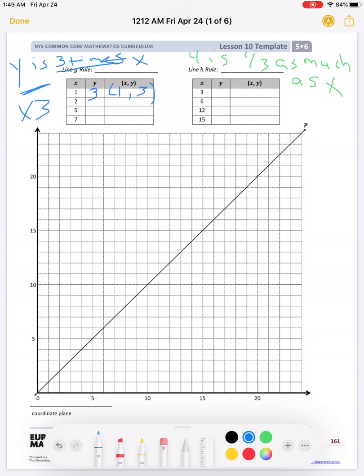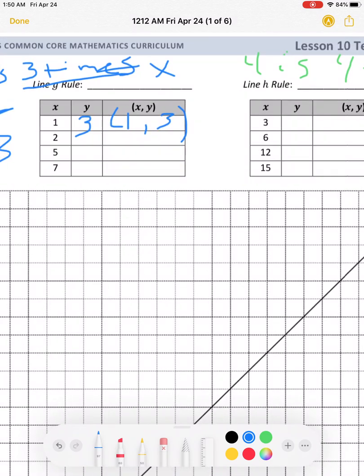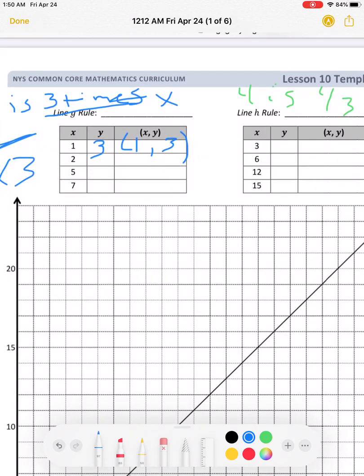All right, let's move on. Here we're using the same rule, but we're going to the next coordinate pair. When x is 2, what is the value of y? If the rule says x times 3 equals y, then we take the value of x, which is 2, and multiply it by 3. 2 times 3 equals 6. Very good. So now we put our coordinate pair: x goes first, comma, 6, close parentheses.